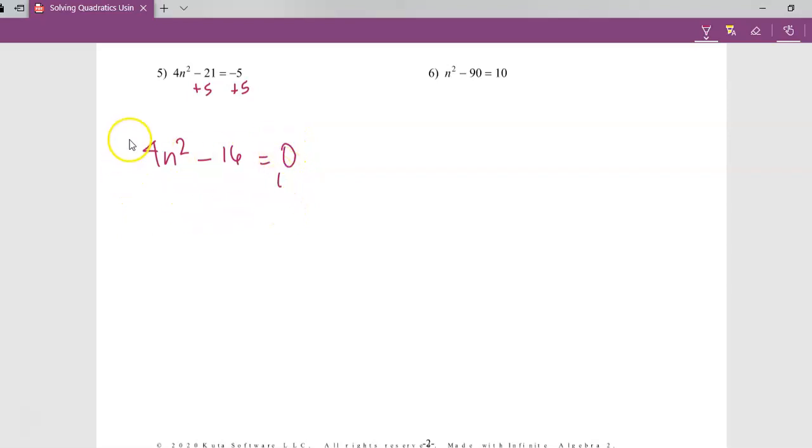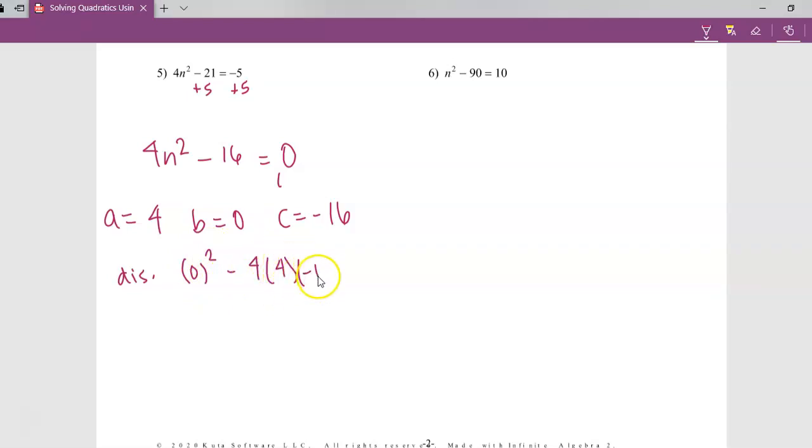I have one side equal to 0. I have the n squared term first. My middle n term is missing, and then I've got negative 16. So here a is 4, b is 0 again, and c is negative 16. So if we plug this in, for our discriminant, we're going to get 0 squared minus 4 times negative 16, 4 times a times c.